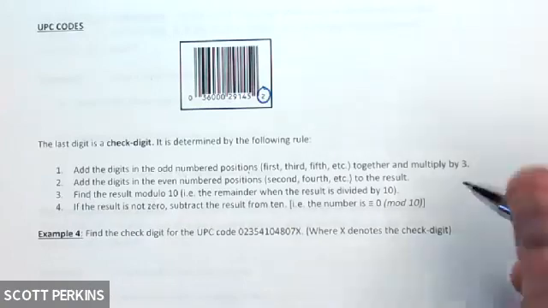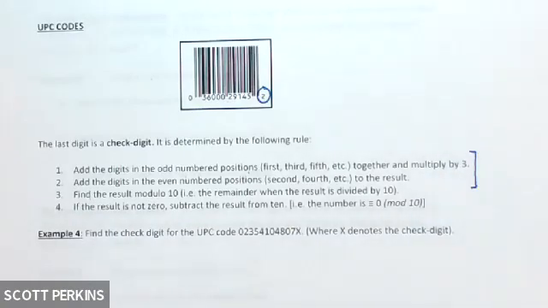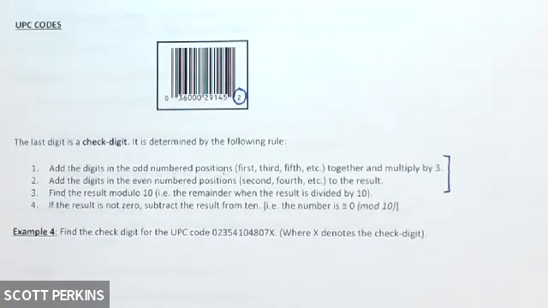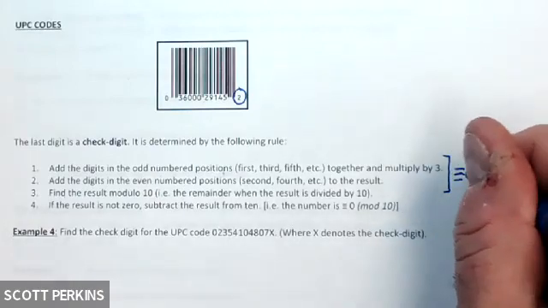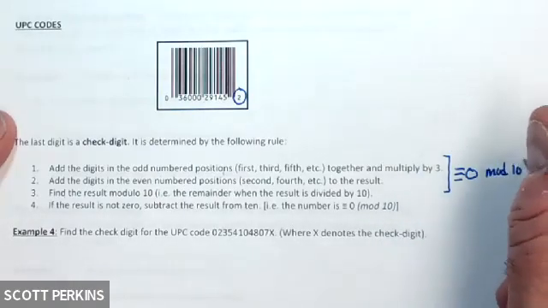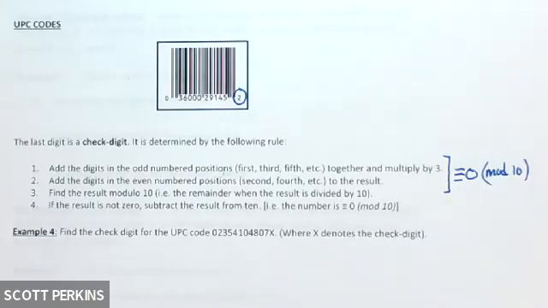So when you do these two things, if you have a valid UPC code, it should be congruent to 0 mod 10, meaning it should be divisible by 10. If it's not divisible by 10, then you've entered the information wrong or you've created a bad UPC code. So the third thing says find the result mod 10, meaning find the remainder. If the result's not 0, then this is just the process we've done. I'll walk you through that when we get there.